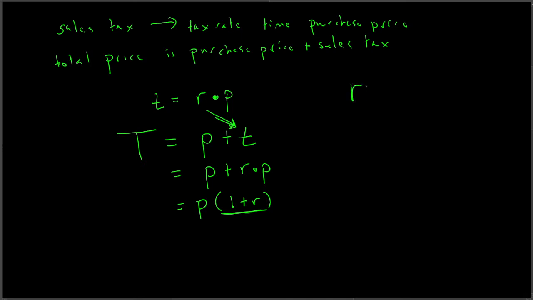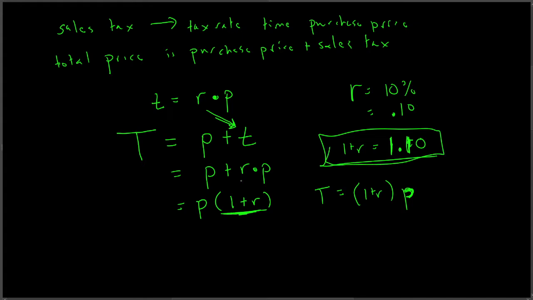Well, if our rates are all decimals, like if I have a 10% sales tax, if the tax rate is 10%, we write that as 0.10. And so if I add 1 to that, my total is 1 plus the rate times P. And that usually means 1 plus R, I drop a 1 in front of the decimal. And this is usually the easiest way to calculate the total price. We'll build it up by pieces, and then we'll look at this way also.